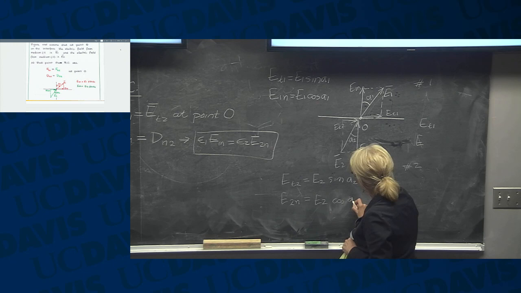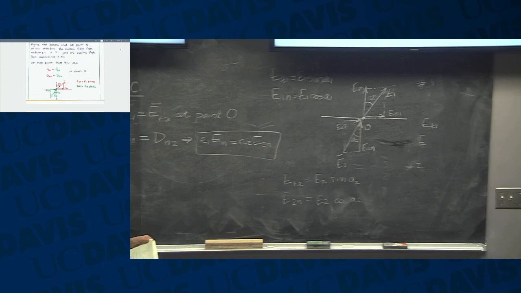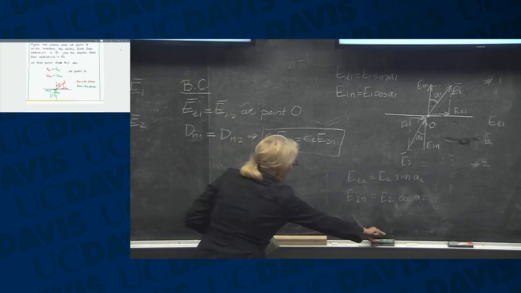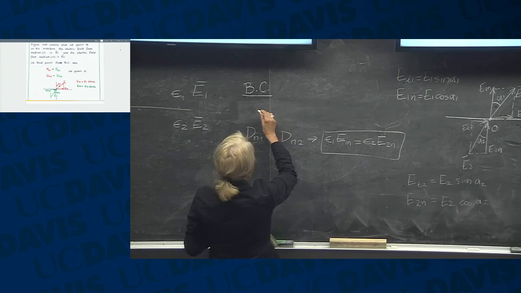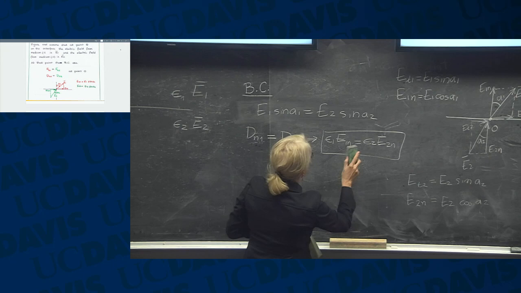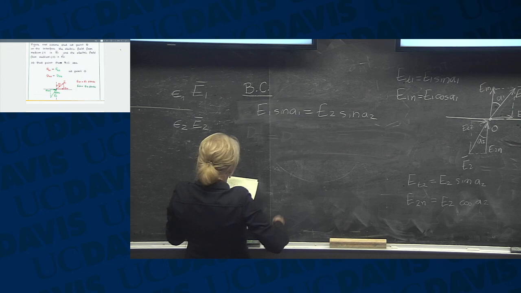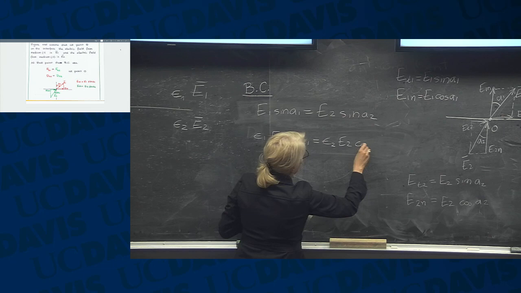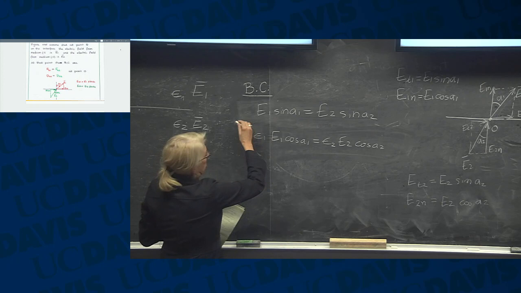And then I can take the ratio. First of all, I have to make sure that we understand ET1 and ET2 have to be identical. So this one here will give us E1 sine A1 equal to E2 sine A2. And this one will give us, if I make the substitutions, I will write it here, epsilon 1 E1 cosine A1 will be epsilon 2 E2 cosine A2. And then I just divide these two.